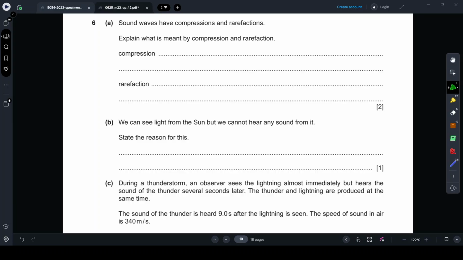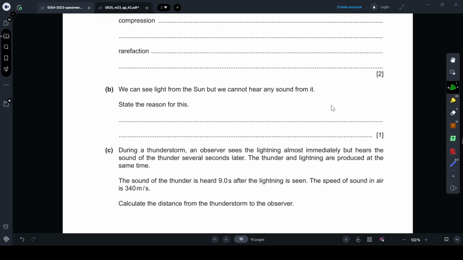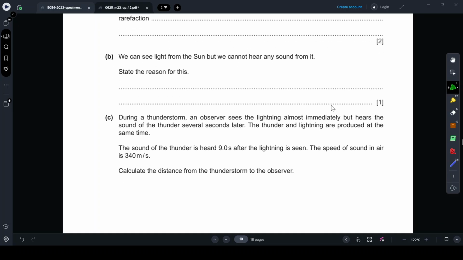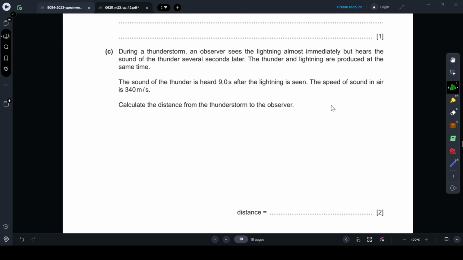We can see light from the sun, but we cannot hear the sound from it. State the reason for this. So sound needs a material medium, and there's vacuum in space, so you can't hear it.